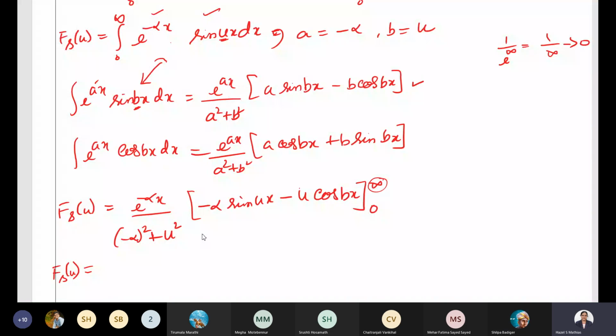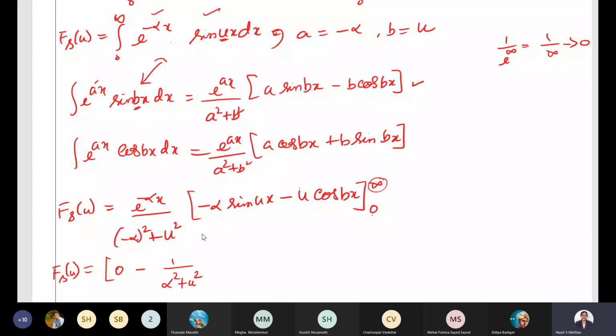Yes, ma'am. E power minus nothing, it's okay. Oh, now the upper limit will be 0. 0 minus, put the lower limit. Lower limit is 0, e power 0 will be 1. So 1 divided by what we will have? 1 by alpha square plus u square.